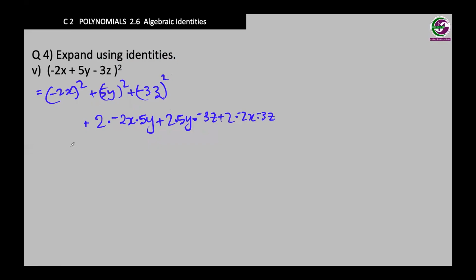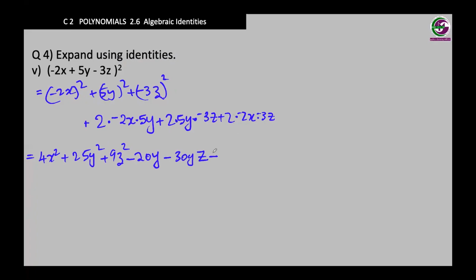negative 3z, which is equal to 4x squared, negative is cancelled, plus 25y squared plus 9z squared minus, only 1 minus, so 4 times 5, 20y, plus, and minus will be minus, 10 times 3, 30yz.